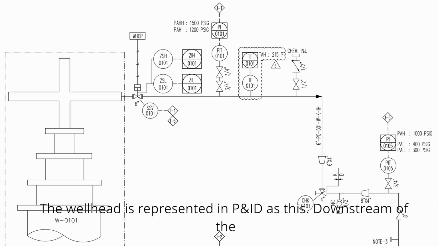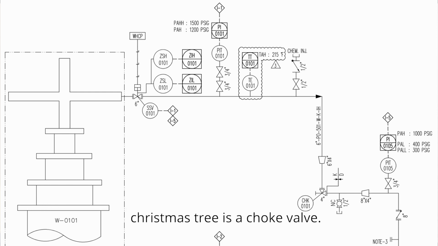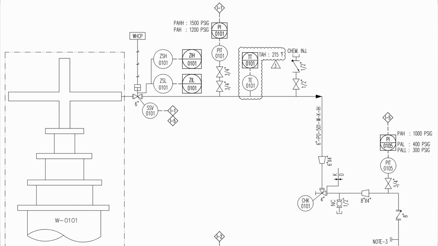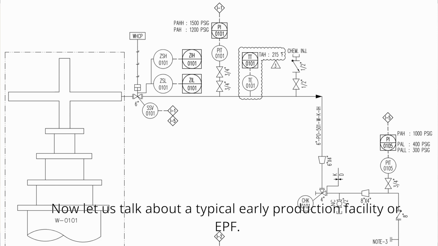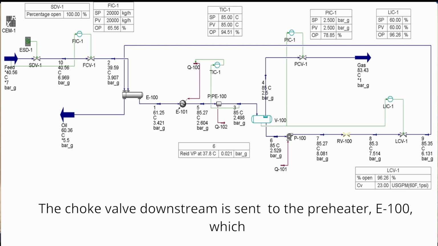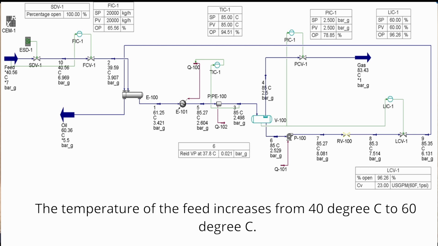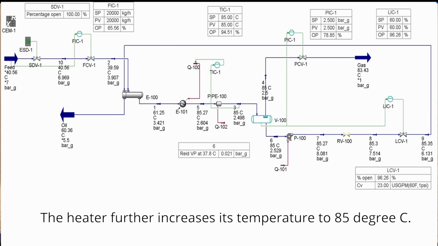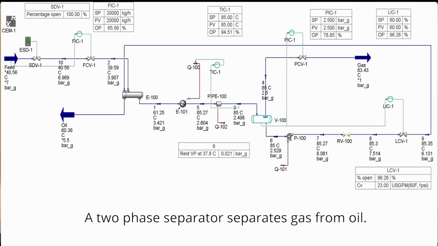The wellhead is represented in P&ID as this. Downstream of the Christmas tree is a choke valve. This is where huge pressure reduction occurs. Now let us talk about a typical early production facility or EPF. The choke valve downstream is sent to the preheater E100, which is a shell and tube heat exchanger. The temperature of the feed increases from 40 degrees C to 60 degrees C. The heater further increases its temperature to 85 degrees C.